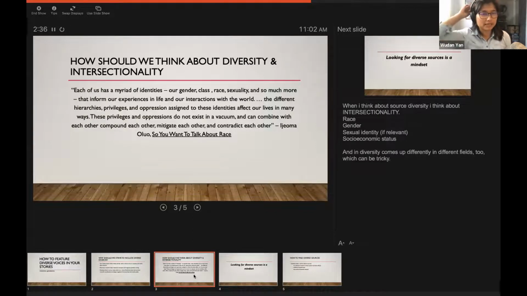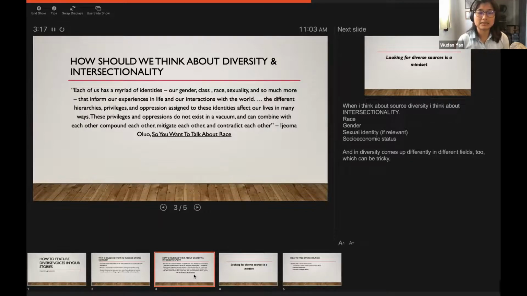I wanted to include some notes on how I think about diversity, and intersectionality is a word that comes to mind. This is a term that's tossed around in a lot of diversity, equity, and inclusion spaces. But I wanted to include this quote from Ijeoma Oluo's book, So You Want to Talk About Race. You can read that for yourself. I won't bore you with me reading it, but the point is diversity isn't just about racial diversity. It isn't just about gender diversity. Things like socioeconomic status can overlay with that, or gender and sexual identity can overlay with that.